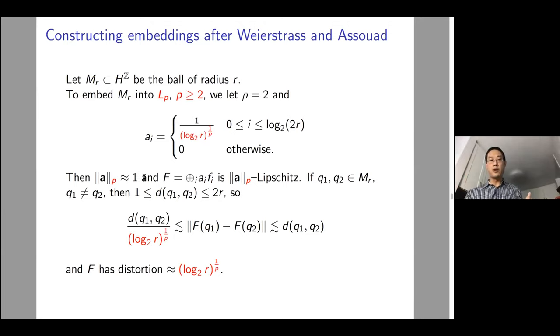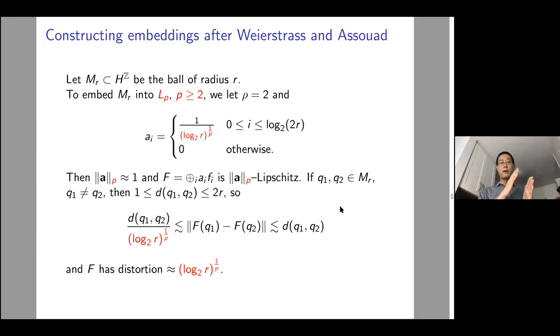And so these coefficients have bounded LP norm. And so the direct sum to LP that we get here is going to be, again, roughly 1 Lipschitz. We have the same argument that the distance between two different points in the ball of radius r in the lattice is between 1 and 2r. So if I have 2 points in the lattice, then they're separated by one of the coordinates of this map. But now each of the coordinates of this map is a little bit bigger because we're choosing our coefficients to be a little bit bigger.